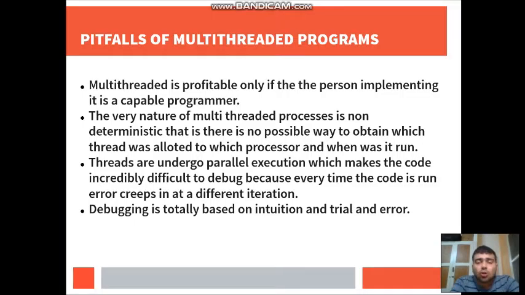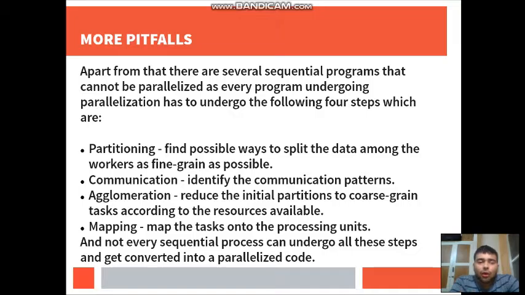Third, if threads also undergo a parallel execution, then you are not very sure of where your program is executing. Fourth, debugging is totally based on intuition and trial and error because you do not know where your program might result in error. Another set of pitfalls is first the partitioning. It is extremely difficult to find a method or a part of a program which could be executed serially altogether. Because the programs are becoming so complex and so intertwined with one another, most of the time the result of one is the input of another. That means that it is difficult to find a task that is happening in a sequential manner only, and it is difficult to then partition these tasks.